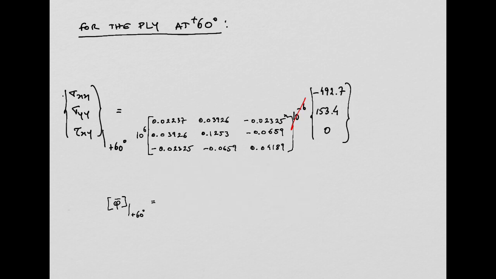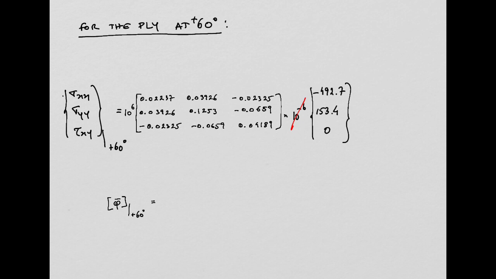So this is the stiffness for the 60 degrees, goes here, perfect. And now the result of this multiplication is going to be minus 5, minus 12, 1.35. So you can see this 60 degrees ply has a very small amount of stress there, right?